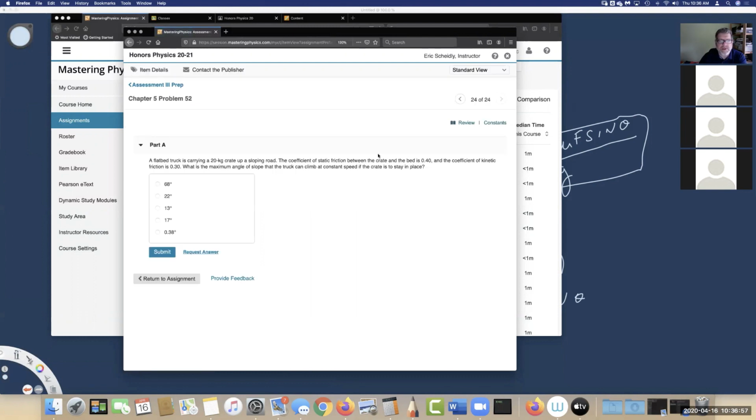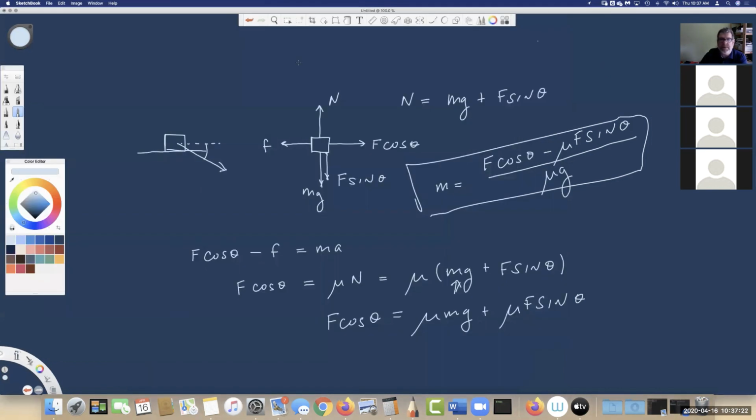And our last question. A truck is carrying a 20 kilogram crate up a sloping road. The coefficient of static friction between the crate and the bed is 0.4, and the coefficient of kinetic friction is 0.3. What is the maximum angle of slope that the truck can climb at constant speed if the crate is to stay in place? This problem's actually been solved a couple of times in my lectures, but we'll go ahead and solve it again.